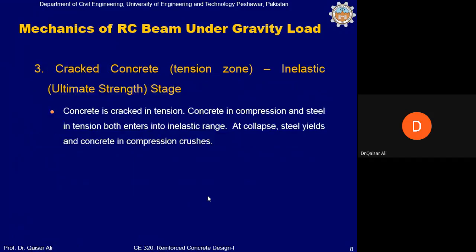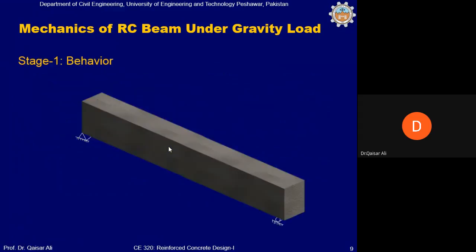The final stage, our third stage, is a stage where concrete has cracked substantially. The concrete in tension is already cracked in stage 2. However, concrete in compression and steel in tension both enter into the inelastic range, and at collapse, the steel yields and concrete on the compression side crushes. We will now study these three stages in great detail. So you should pay attention to this, because this will build your concept in the flexure design of the beam.